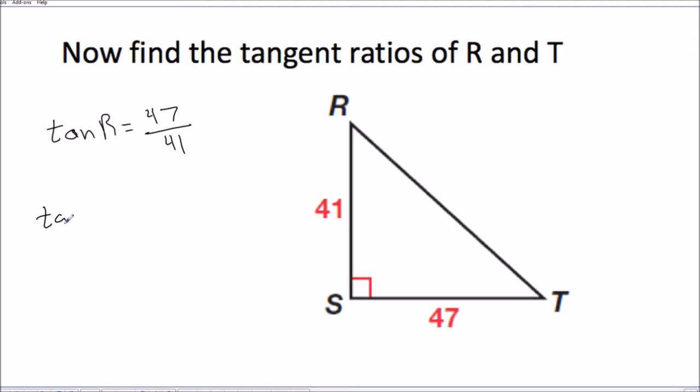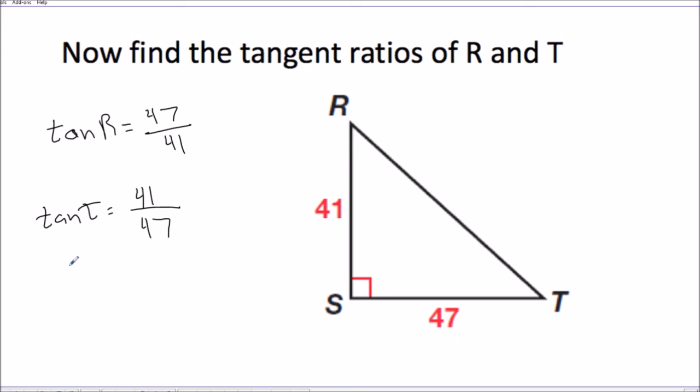What about tan T? They asked us for tangent ratios of R and T. So tan T equals, it's a fraction. Opposite of T is 41. The adjacent then is 47, so 41 over 47 is going to be that tangent ratio. And y'all, that's all it is so far, okay? So we're going to get really good at setting these up.